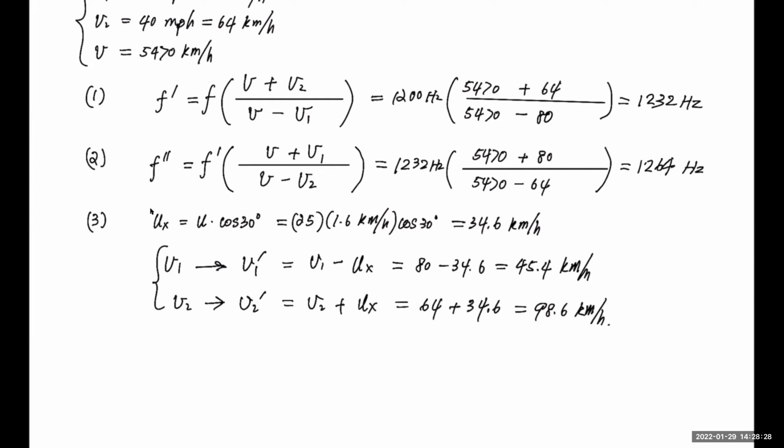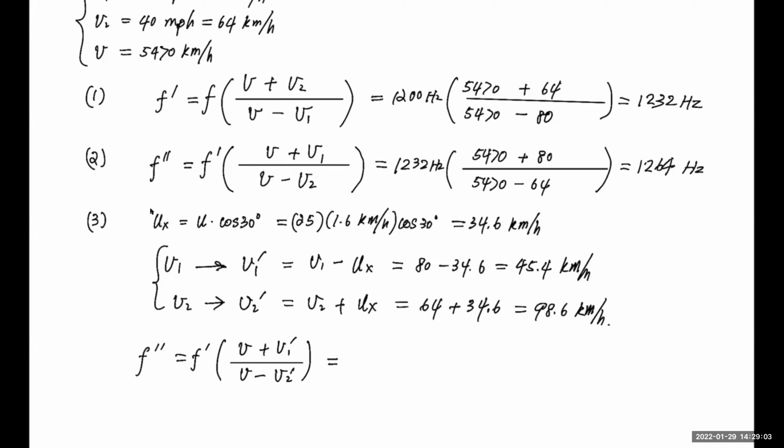All right, so now they're looking for part B, F double prime. What is the frequency of the echo heard by the first whale with the ocean current? So I'm looking for F double prime again. So F double prime, the formula is the same as before. It is F prime times this factor here. This factor is V plus, instead of V1, I have V1 prime. Formula is the same, just replace V1 with V1 prime, and V2 is V2 prime.